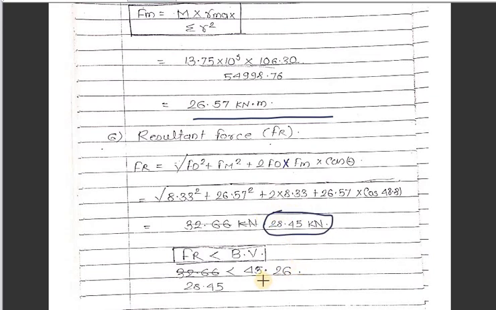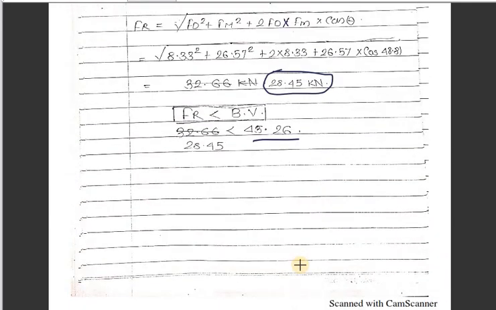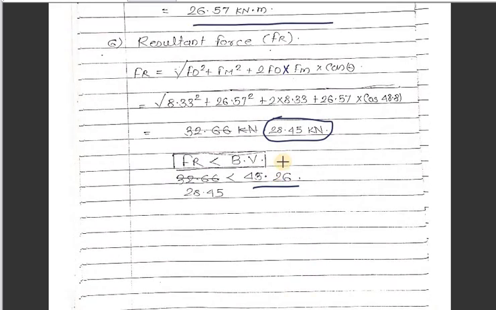What is the bolt value? The bolt value is 45.6 and the resultant force on each bolt is 28.45. That means the bolt value is more as compared to the resultant force, that means it is safe. Always the bolt value should be more than the resultant force. So in this way we have calculated the resultant force taken by the different bolts, that is 6 number of bolts, in today's lecture.